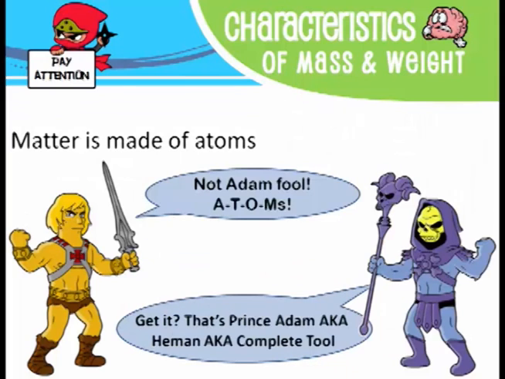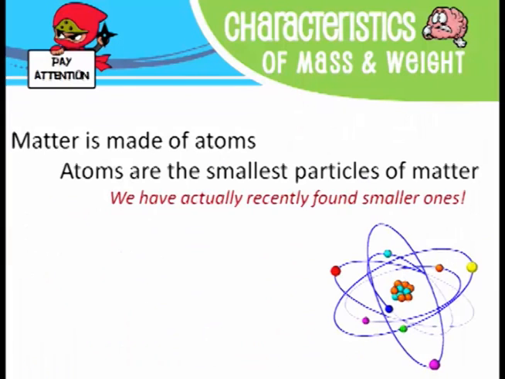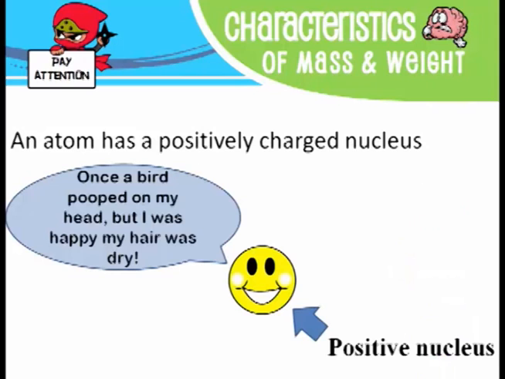Matter is made up of these things called atoms. Atoms are the smallest particles of matter, and there are smaller things. We have been able to break the atom down further and further, but for now, let's just go with this definition. Atoms are the smallest building particle of matter. Alright, an atom has a positively charged nucleus. That's an important one to remember.